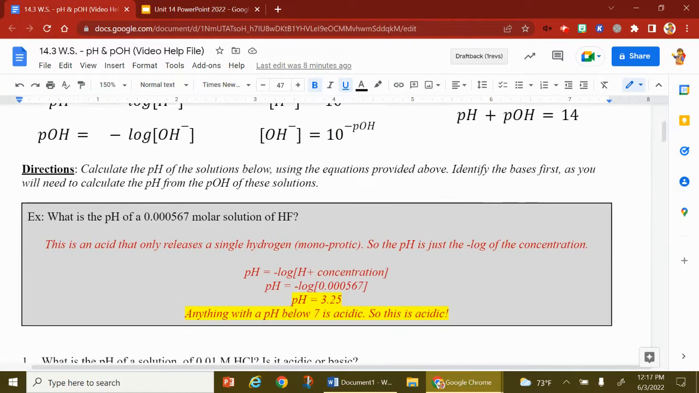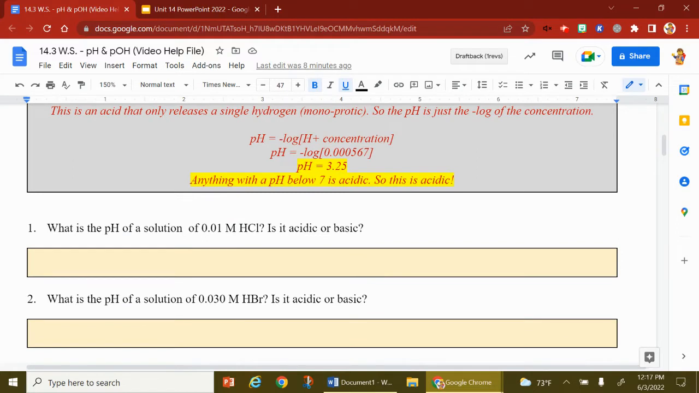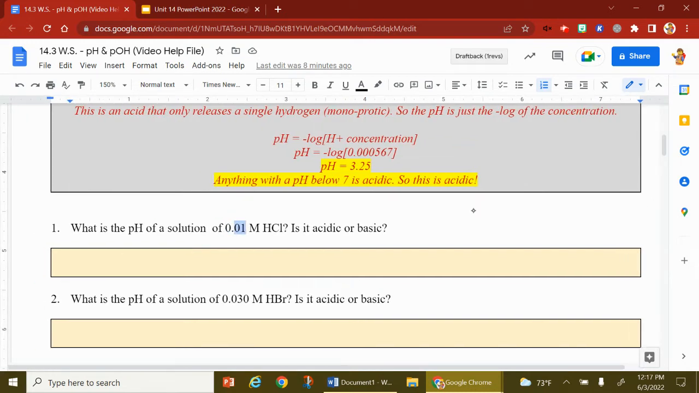All right, so here we go. What is the pH of a 0.01 molar solution of hydrochloric acid? This is an acid, so we can find the pH from it. In order to find the pH, that is equal to the negative log of the concentration of the acid, 0.01.